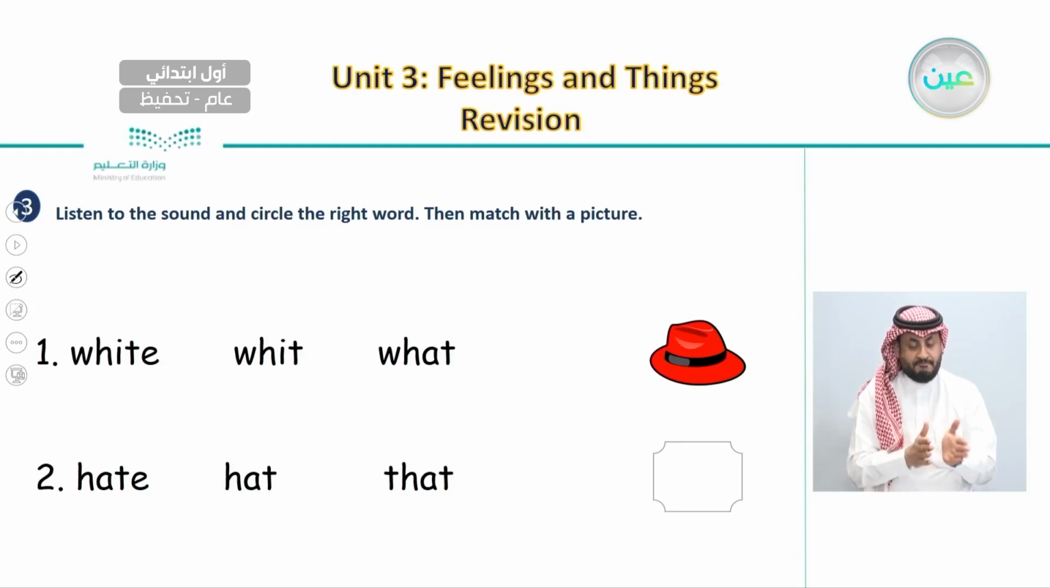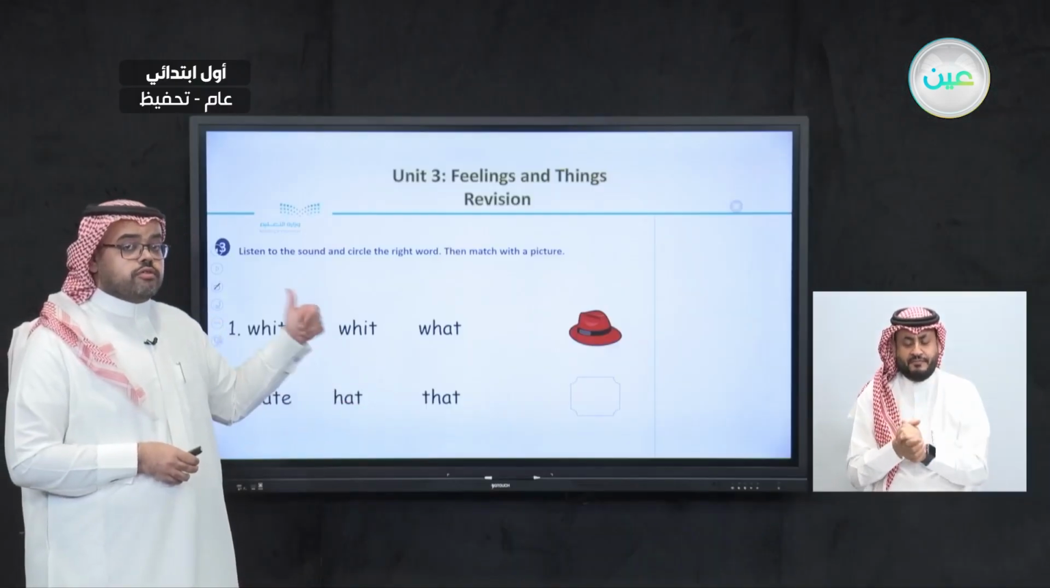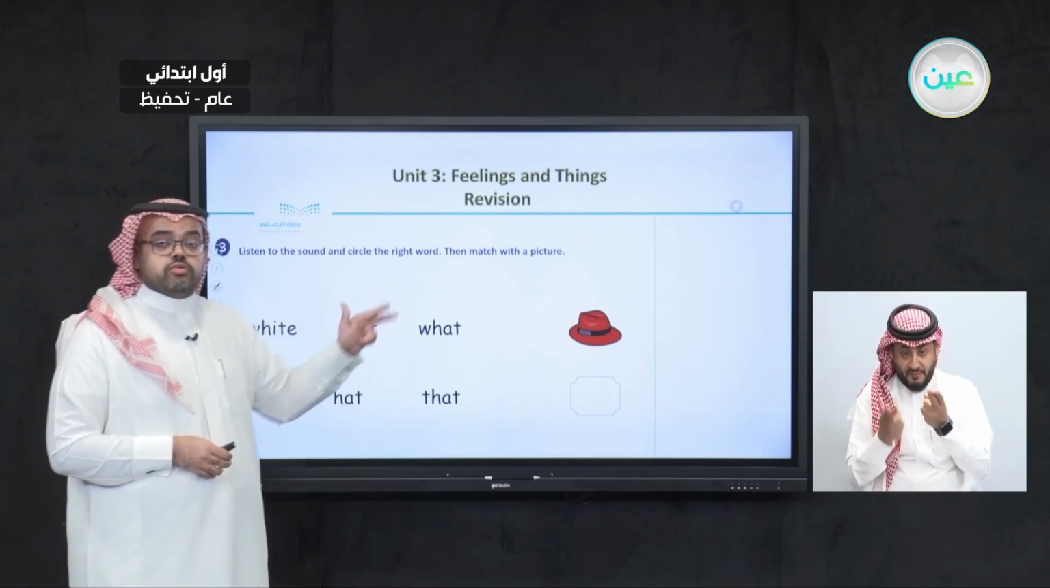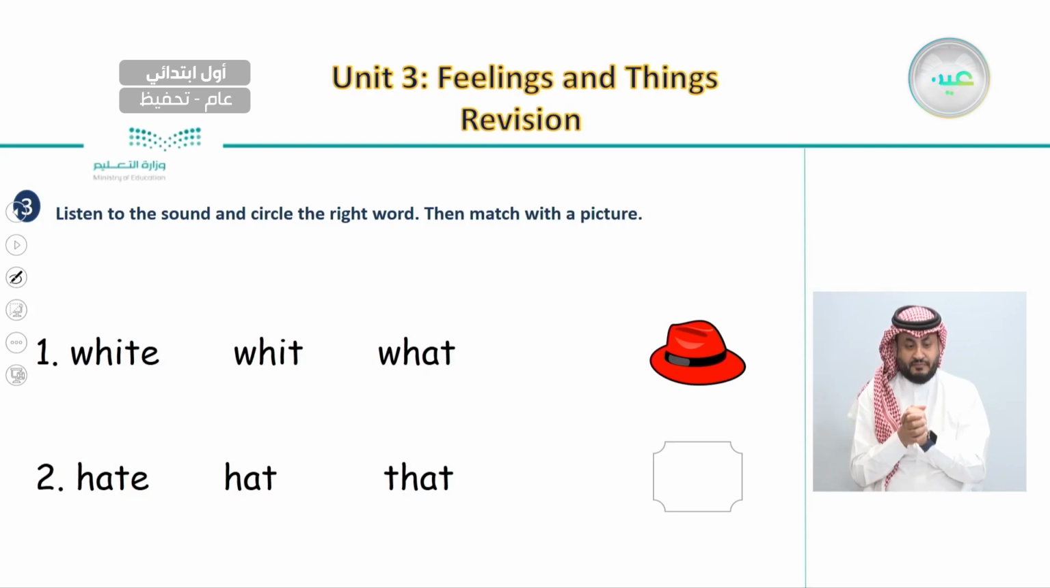After this, what we did is we listened to the sound of each of these words, and not only this, but we also circled the right word we listened to, and we matched it to the picture. So now let's listen again to these words, circle them, and also try to match each one with its appropriate picture. So let's start with the first one.